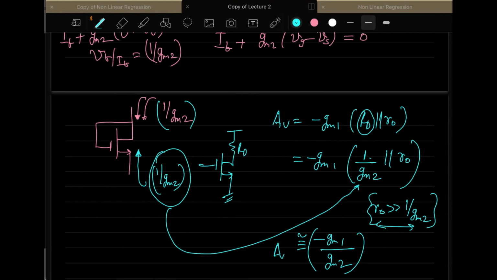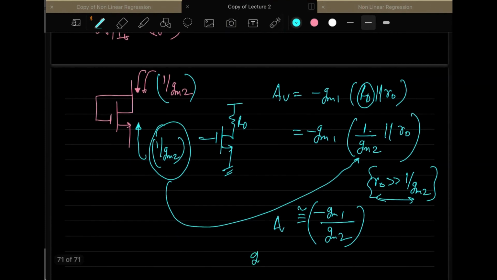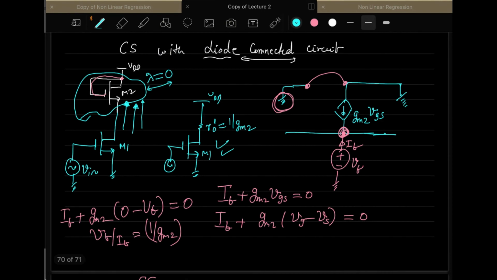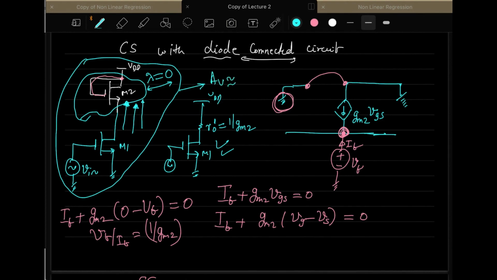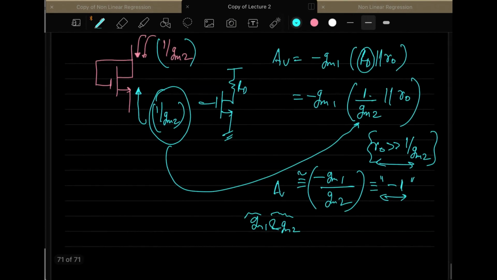And one thing to note here is that if your gm1 and gm2 are the same, then what will happen is your gain will be minus 1. Basically it inverts. So this shows that this particular configuration which is given over here has a gain close to 1. So if you simulate this circuit, your gain will be close to 1. That is what is shown over here also.